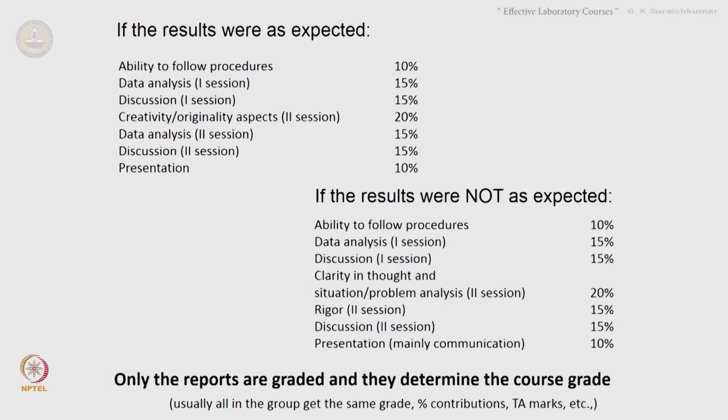Only the reports are graded as I mentioned earlier, and they determine the course grade, and therefore, usually all in the group get the same grade, but I also make a provision to allow for differential contribution by members. Some of them could be slackers. If the group decides to penalize them, then they give differential contribution percentages on the front sheet to me, and I strictly follow those percentages with the signatures of all involved. They agree that this person has not contributed, the same person also agrees. If there is a conflict there, then they come and discuss with me and so on and so forth.